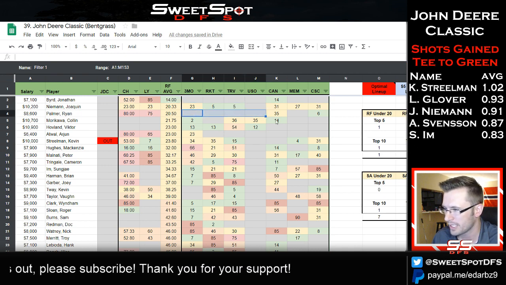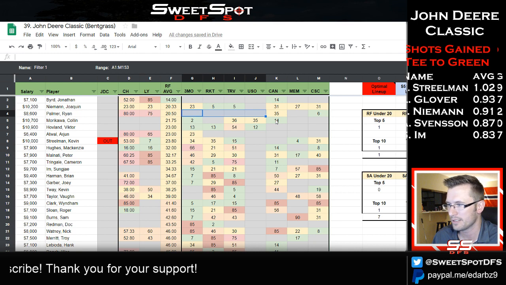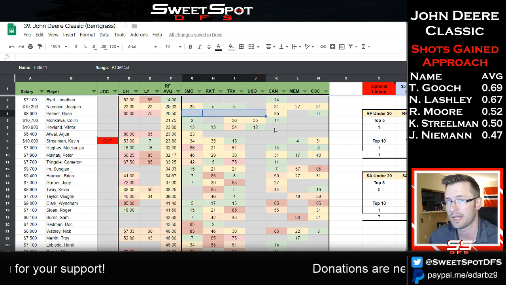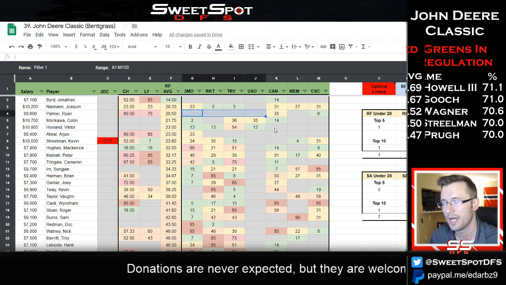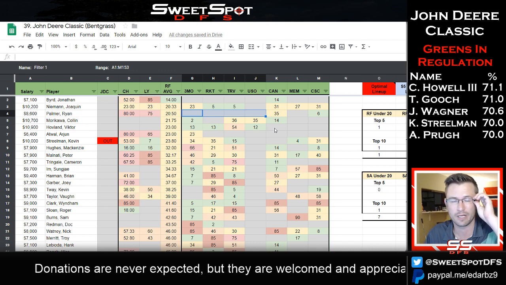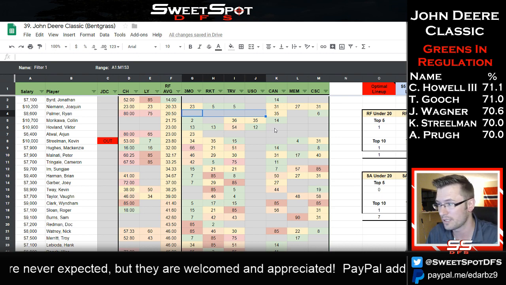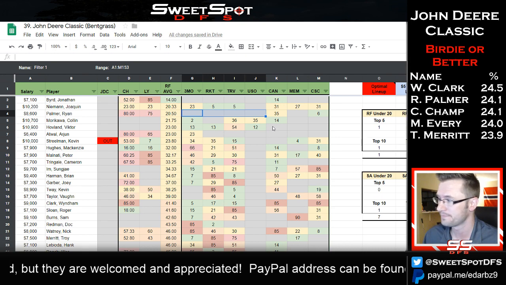Ryan Palmer, again, hasn't played since the Canadian Open. I don't know what to make of that. I really don't. I don't know if he needs the rest. I don't know if the rest is going to do him any good. I don't know if being outside of competitive play that long is going to create a little bit of rust. I have no idea.